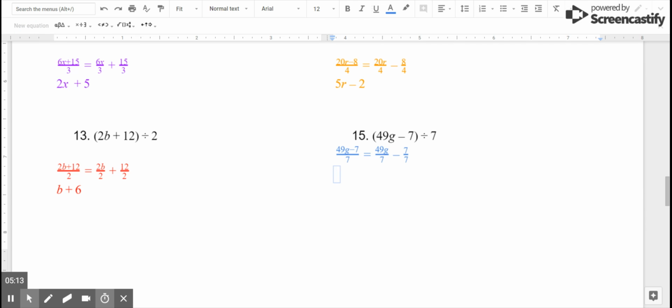7 goes into 49 7 times. So 7 goes into 49g 7g times. I was subtracting, so I keep subtracting. And 7 over 7 is 1. So that changes my expression to 7g minus 1.